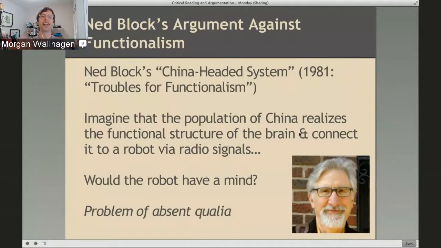Question: would that robot have a mind? Block says no. He says it's crazy to think that the robot would have especially a conscious mind because of this setup. So this is an absent qualia argument. The claim is that the robot doesn't have a mind, it doesn't have any qualia, it doesn't have any conscious states. There's nothing it's like to be the robot. Therefore, functionalism, computer model included, can't be the right theory of mind. Another pretty interesting argument. Okay. Let you think about that.